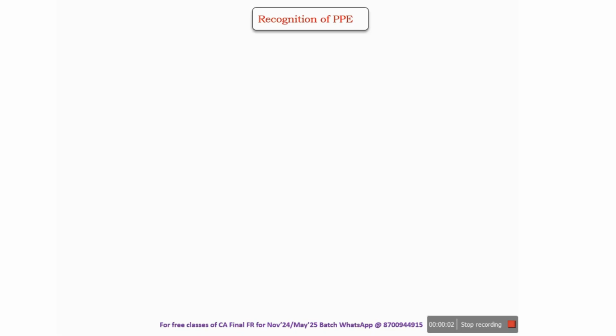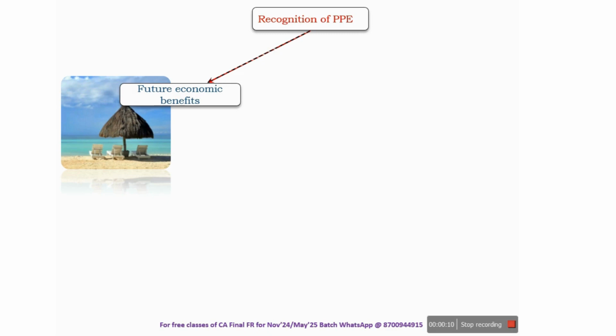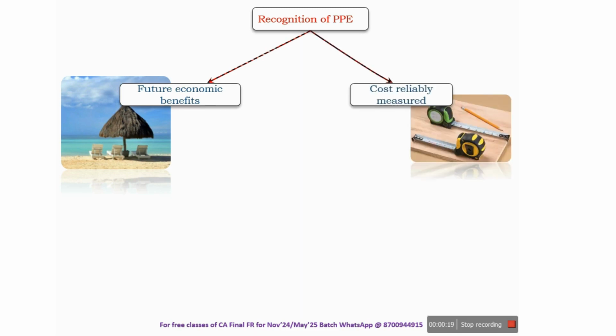The cost of property, plant and equipment will be recognized as an asset if these two conditions are satisfied. First, it is expected that future economic benefits will flow to the organization, and second, the cost of property, plant and equipment can be measured reliably. And these two conditions will be applied for the initial cost of property, plant and equipment as well as the subsequent cost of property, plant and equipment.